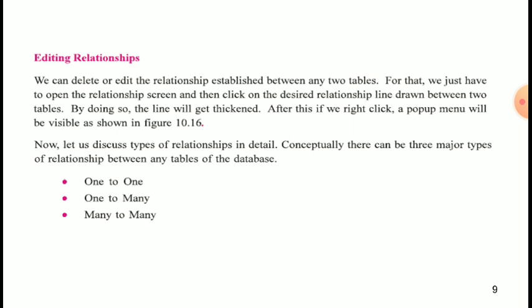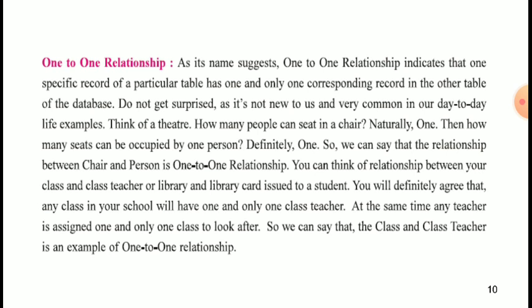Conceptually, there can be three major types of relationship between any tables of the database. The first is one to one, the second is one to many, and the third is many to many relationship. I will discuss them one by one. First is the one to one relationship. As its name suggests, one to one relationship indicates that one specific record of a particular table has one and only one corresponding record in the other table of the database. Do not get surprised, as it is not new to us and is very common in our day-to-day life.